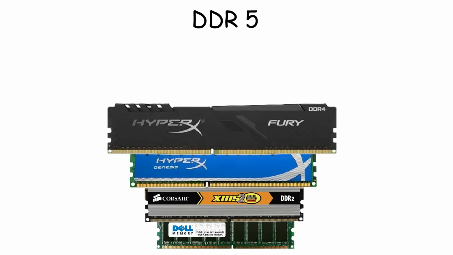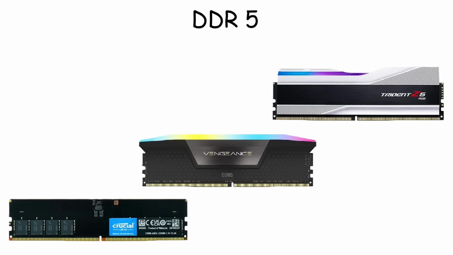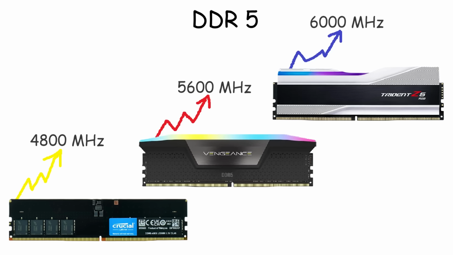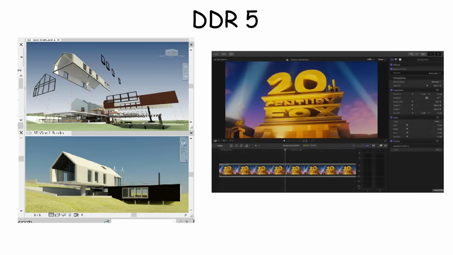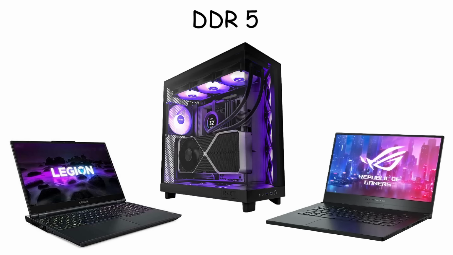DDR5. DDR5 came out in 2020 as the top-tier RAM for heavy-duty workloads. It runs at much higher speeds, starting around 4,800 MHz to 6,000 MHz, with larger memory capacities at 8, 16, or 32 gigabytes per stick, which is useful for demanding tasks like 3D rendering, 4K video editing, and of course, high-end gaming. Every high-performance laptop and many gaming PCs use this RAM.